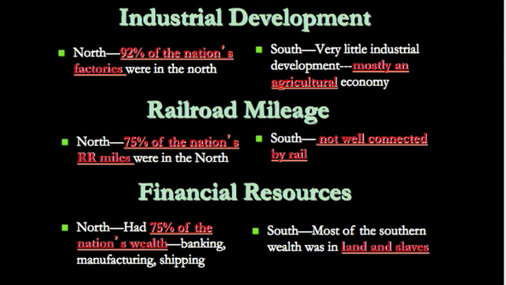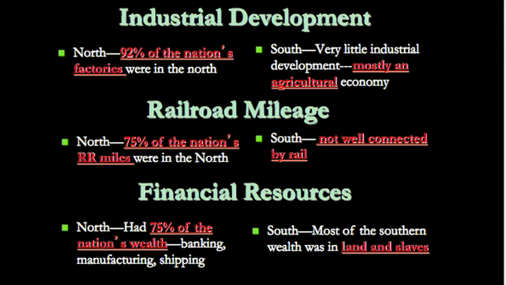Railroads, also an advantage to the North. 75% of our country's railroads lie in northern states. The South is not well connected by rail. Part of that is because of the extensive river system they had in the South that was pretty good for shipping, and they neglected to build railroads connecting those southern states.